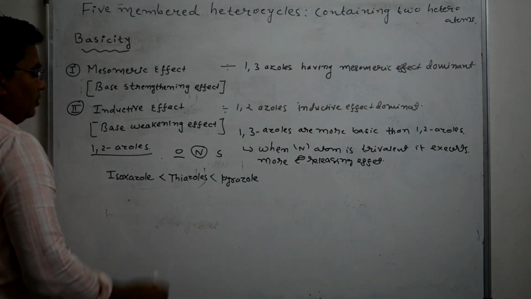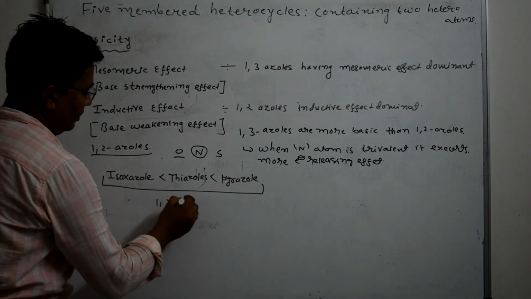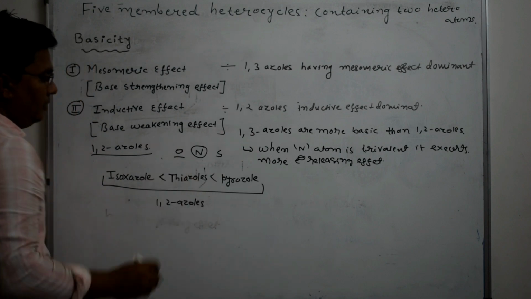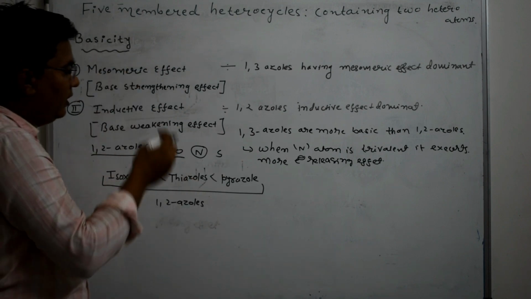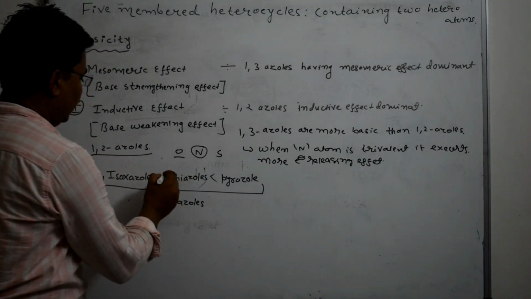Now as we know, these all are 1,2-azoles. Now there will be the 1,3-azoles, as we said, as per the electronegativity order. Here it will be isothiazole.